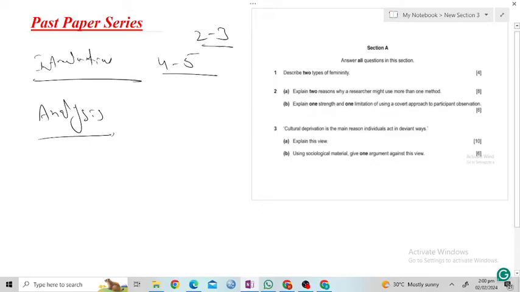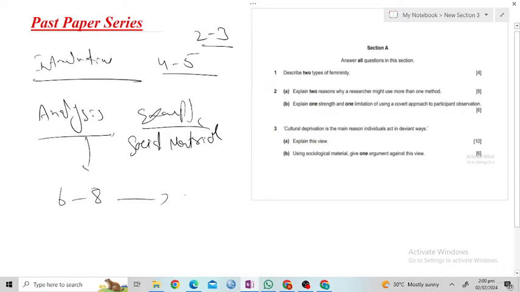In the analysis, you can give examples, and don't forget to use sociological material in this example. Here you can write 6 to 8 lines, and here you would be able to get 4 to 8 marks. And last, you need to conclude it, and with the conclusion you would be able to get 9 or 10 marks. This is the way if you want to write it in a paragraph.